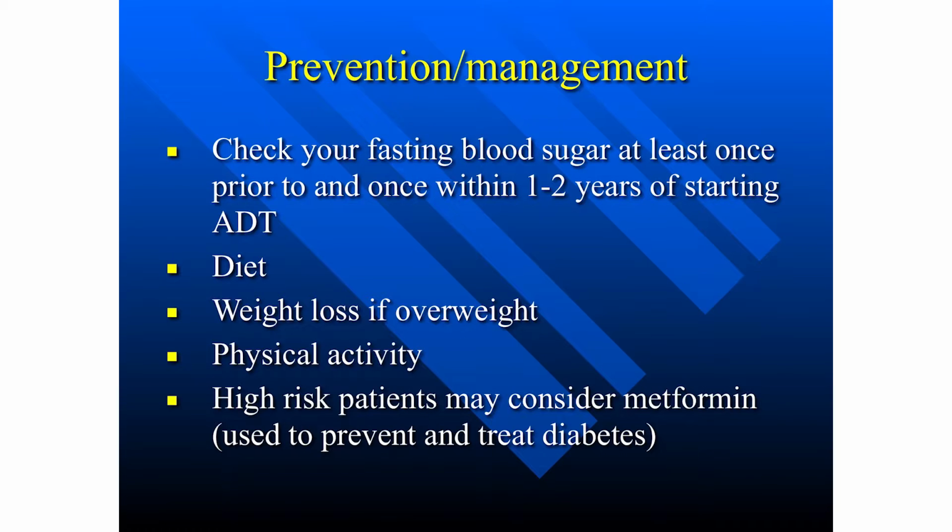What can you do about it? First and foremost, before starting ADT, my recommendation and that of many guidelines is get your fasting blood sugar checked once. And then after being on ADT for 1 to 2 years, get it checked at least once more to make sure that you have not developed diabetes. And for those who want to prevent it, there are dietary things one can do to try to reduce the risk.